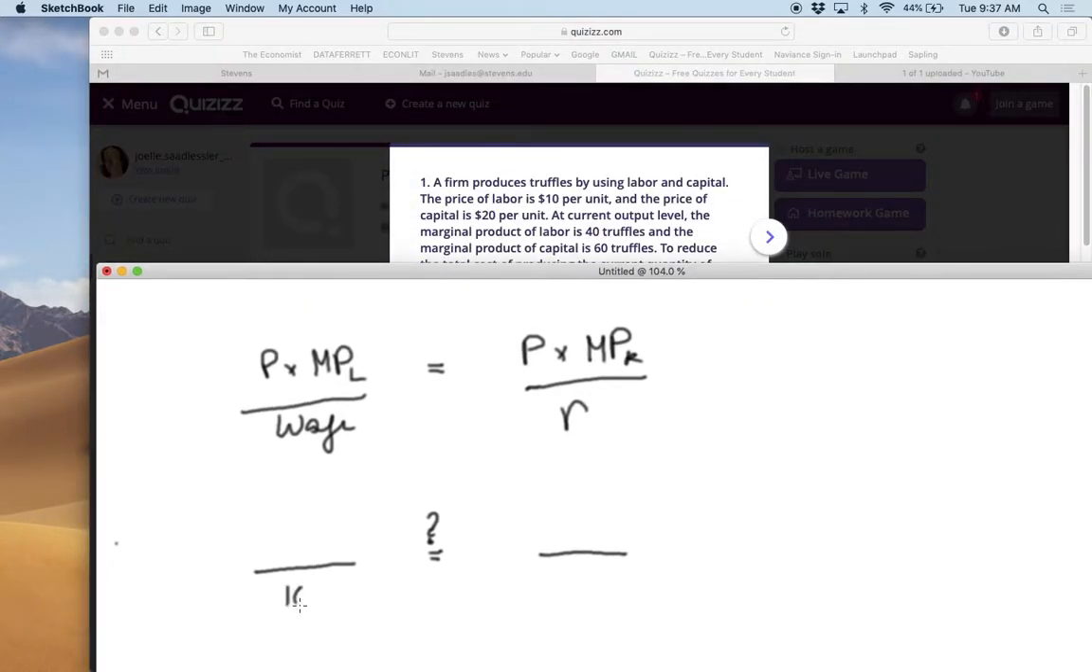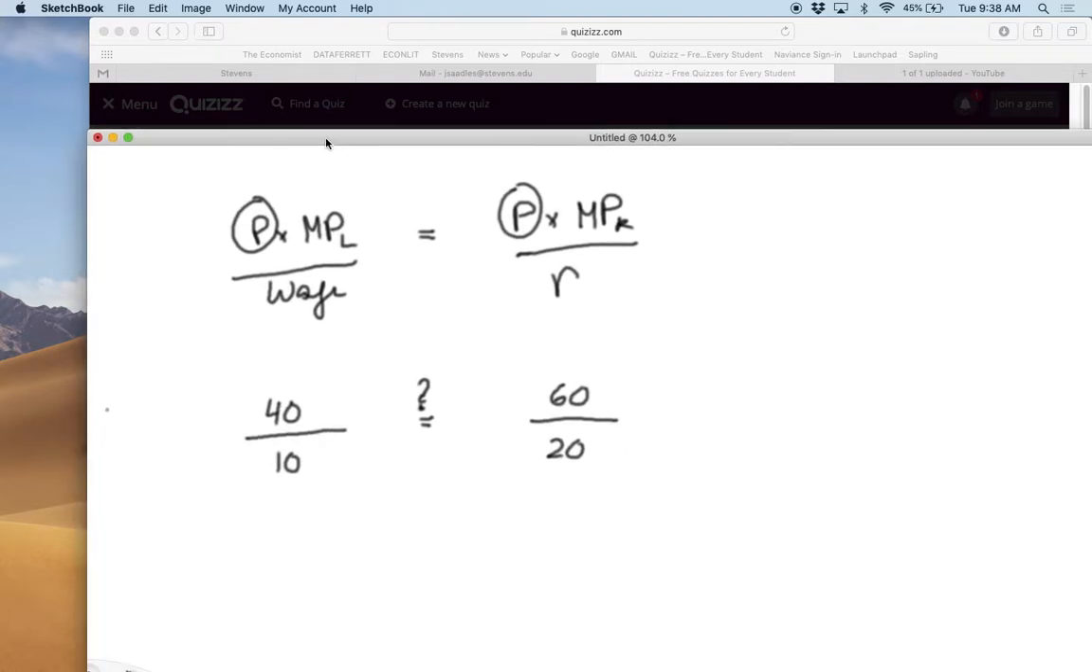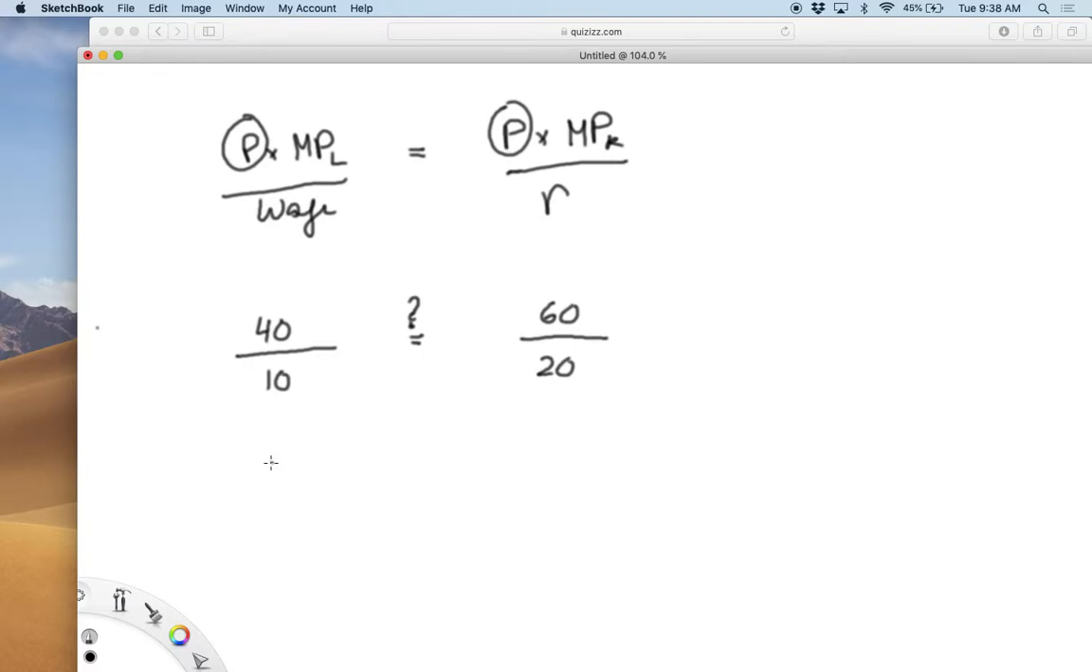Price of labor is 10, price of capital is 20, marginal product of labor is 40, marginal product of capital is 60. We're missing the price, but since price goes into both, I can actually ignore the price. I can just compare marginal product relative to the wage, and marginal product relative to the rental rate. In our particular case, 40 divided by 10 is 4, 60 divided by 20 is 3. So you see that the value you're getting from the last worker is greater than the value you're getting out of each machine.